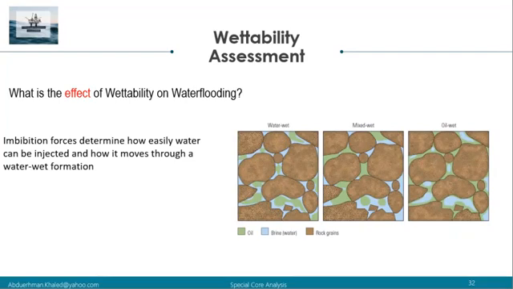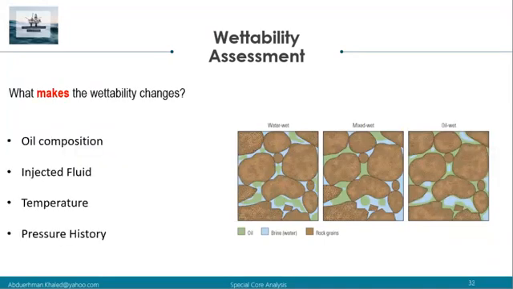before the water breakthrough. But in an oil wet reservoir it is the opposite, where we have early water breakthrough, and at the same time less oil is produced before we reach the water breakthrough. So this is basically the main effect of wettability on water flooding.